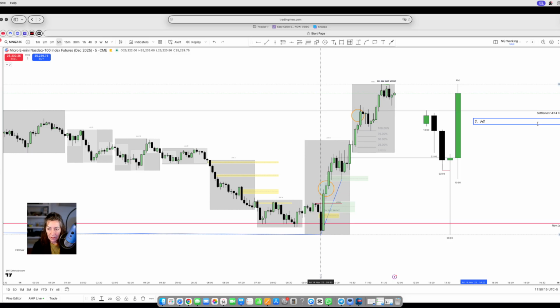So number one, we're looking for higher time frame liquidity, that I call a point of interest. Then we are looking for a purge on liquidity.